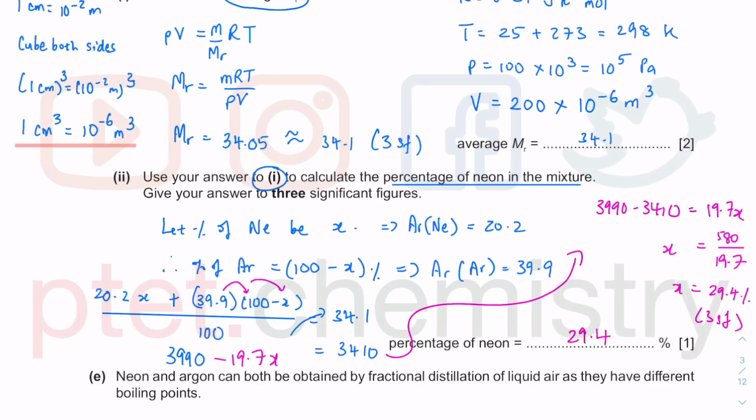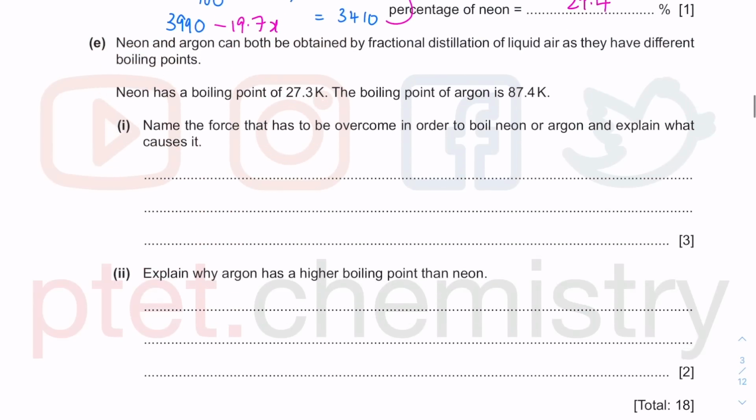So give or take, you can see that the 34.1 is much closer to the argon, which is a bit heavier, rather than closer to the neon, which is a bit lighter. That's because you probably have a lot more argon compared to neon, and that shows because around 30% of this lighter one and 70% of the heavier one. Okay. On to the next question.